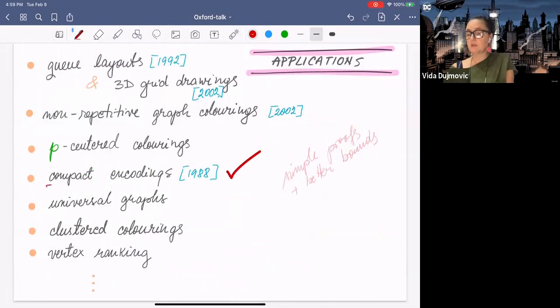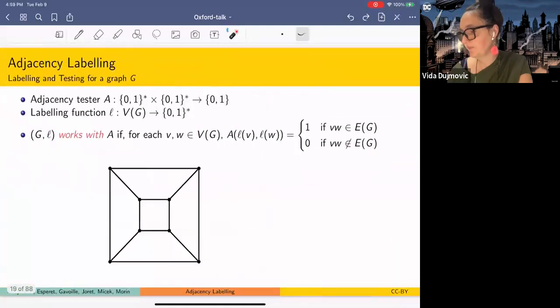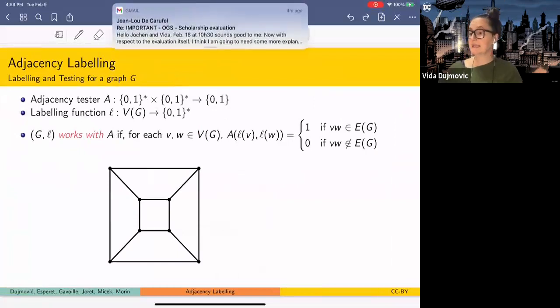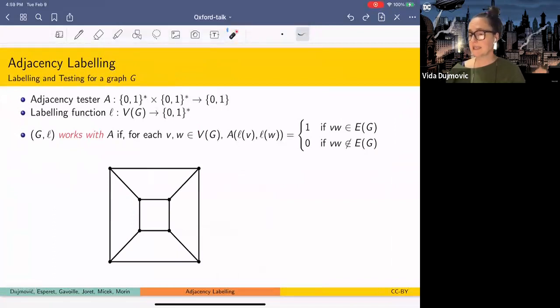I'm going to talk about compact encodings for the second half of this talk, or rather, they are related to universal graphs. Okay, and this is joint work with Louis Esperet, Cyril Gavoille, Gwenaël Joret, Piotr Micek, and Pat Morin. So let me define what we're trying to solve. And this one, again, was related to work that goes all the way back to 1988.